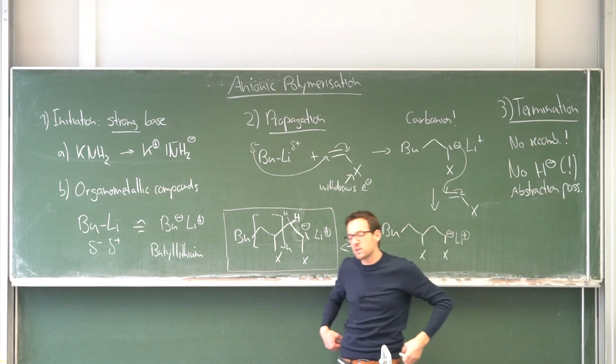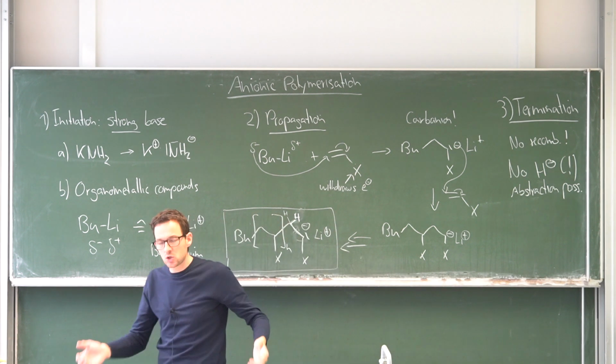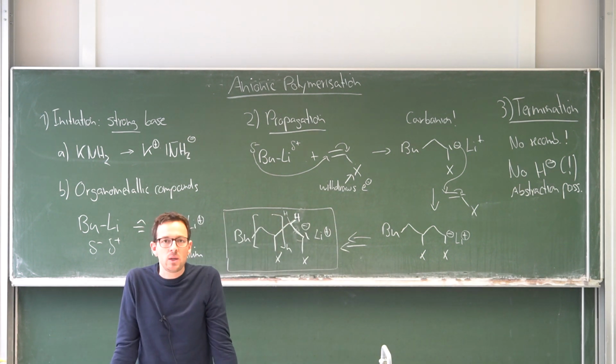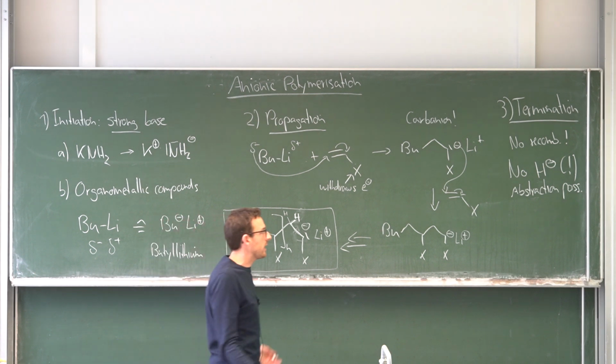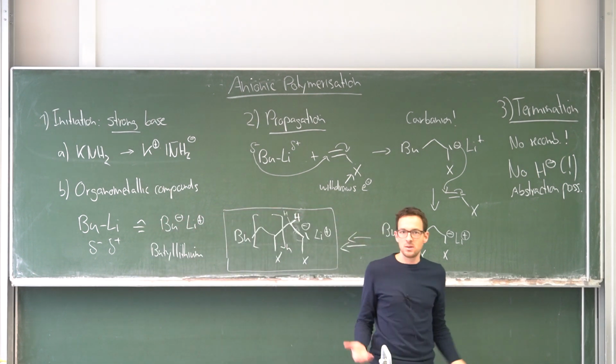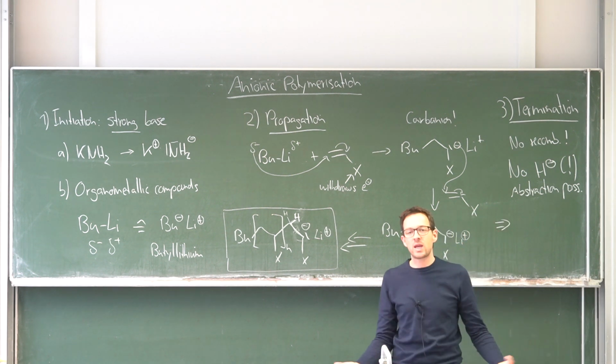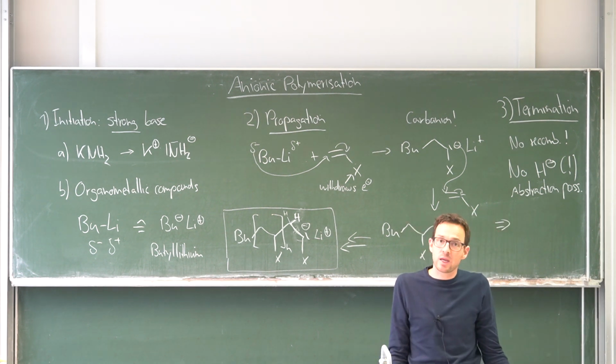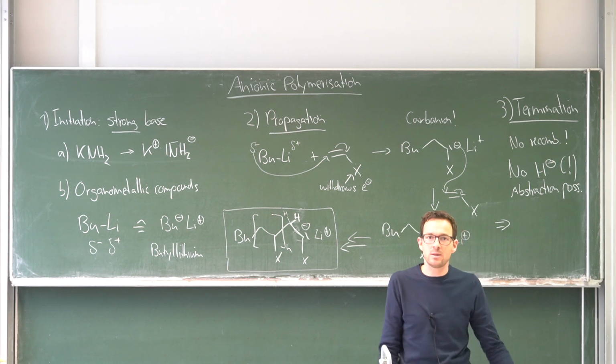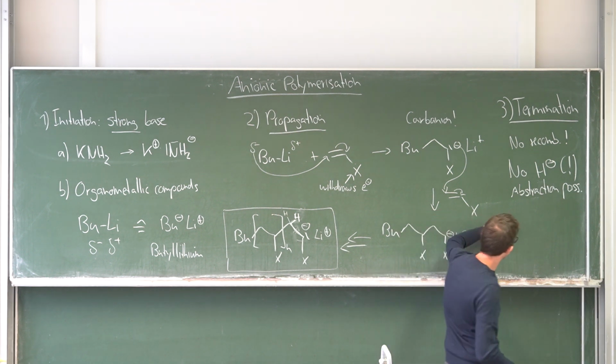So an H minus can also not be eliminated from the polymer chain because of electronegativity considerations. And that means we're running out of options. So long story short, even after careful thinking, we cannot think of a way how this chain by itself can relax its state. So there's no termination reaction.